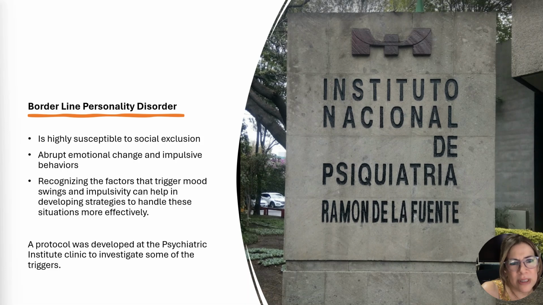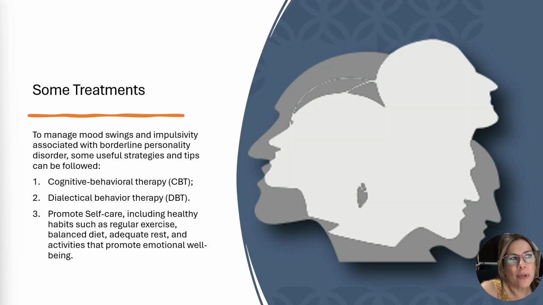A protocol was developed at the Psychiatric Institute Clinic to investigate some of these triggers. It was under this purpose that the ostracism study protocol was generated. Some of the treatments to manage mood swings and impulsivity associated with BPD, some useful strategies followed are cognitive behavioral therapy, dialectical behavioral therapy, and promoting self care, including healthy habits such as regular exercise, balanced diet, and adequate rest and activities that promote emotional well-being.